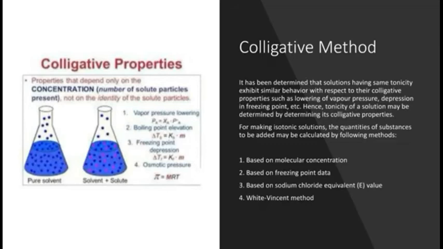And the White-Vincent method involves adding a sufficient quantity of water to the drug to make an isotonic solution. Then an isotonic or isotonic buffered solution is added to the drug solution to give the final volume. In this way, we end this chapter.